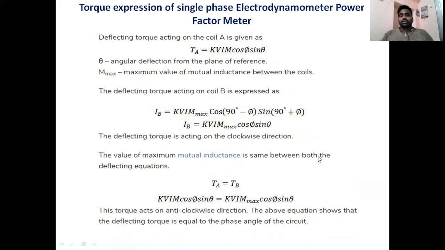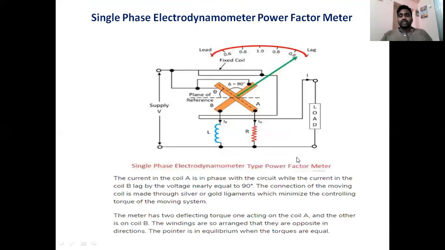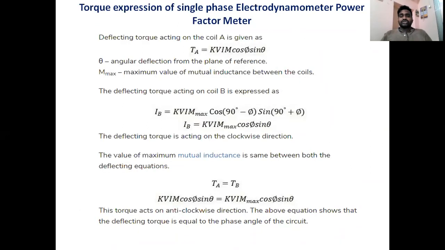So if we analyze the torque expression, as we said in the previous discussion, a deflection torque is created with respect to coil A, and again a deflection torque is created with respect to coil B. Both are in opposite directions. Let us assume the deflection torque created by coil A.